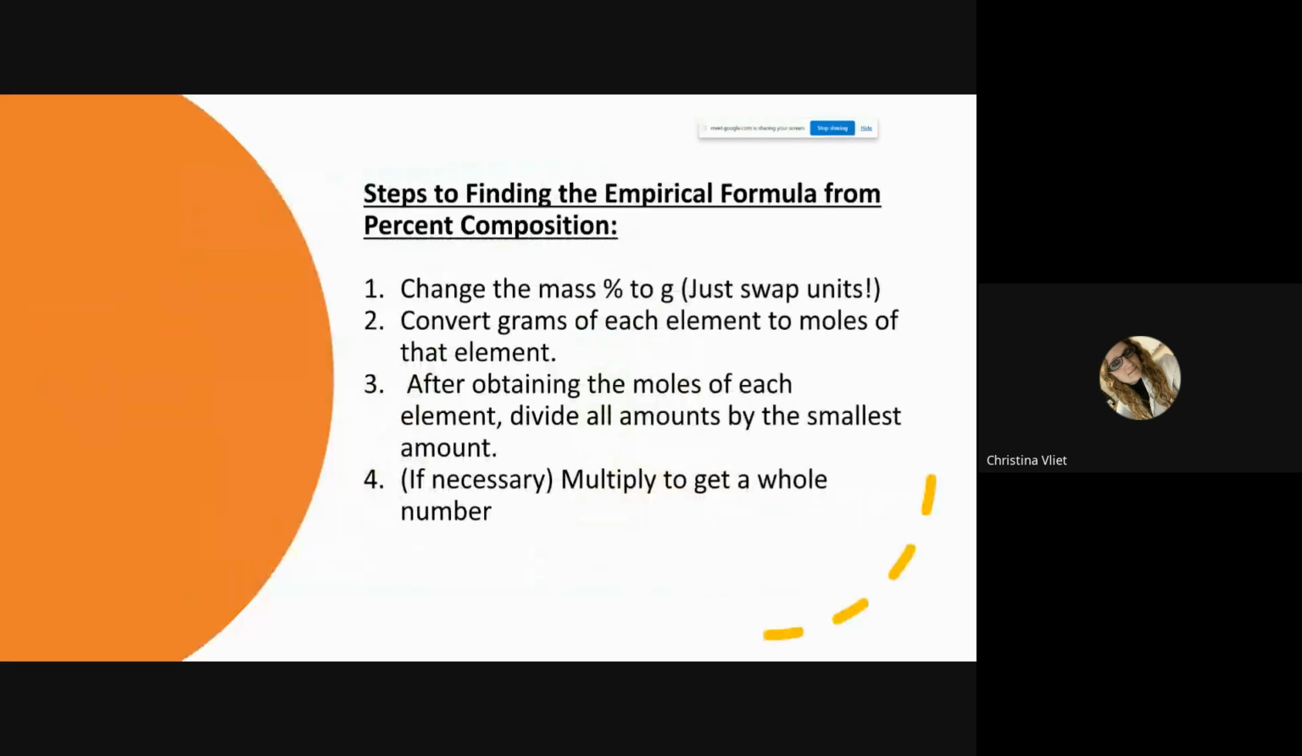What we gotta do is this. Steps to finding the empirical formula from the percent composition. So your goal is to find out how many of each element is in a compound. That's the goal. When you're finding the empirical formula, you want to find out how much of each element you have in a compound. And there is a step-by-step manner to do this.